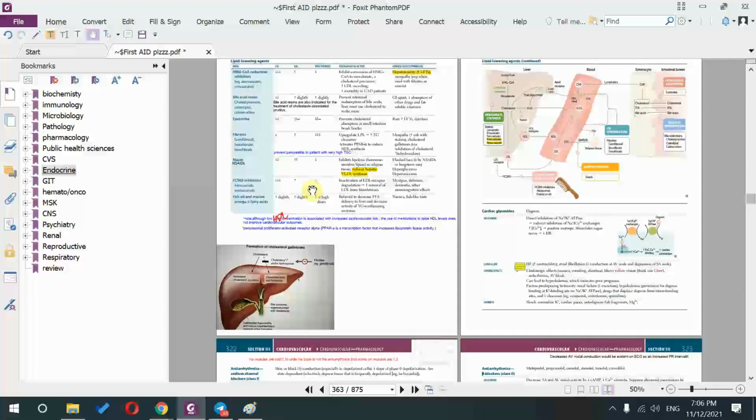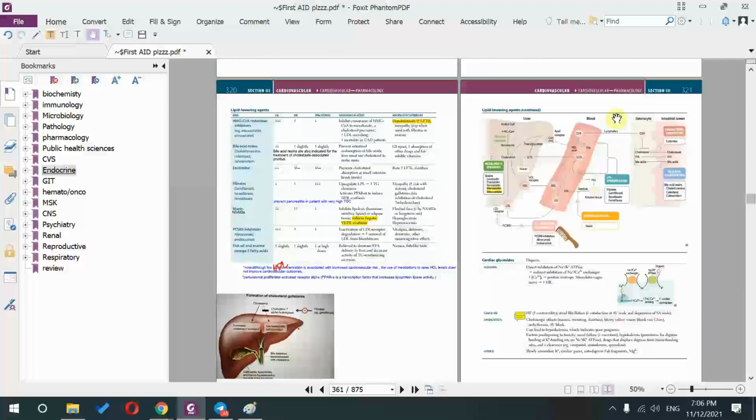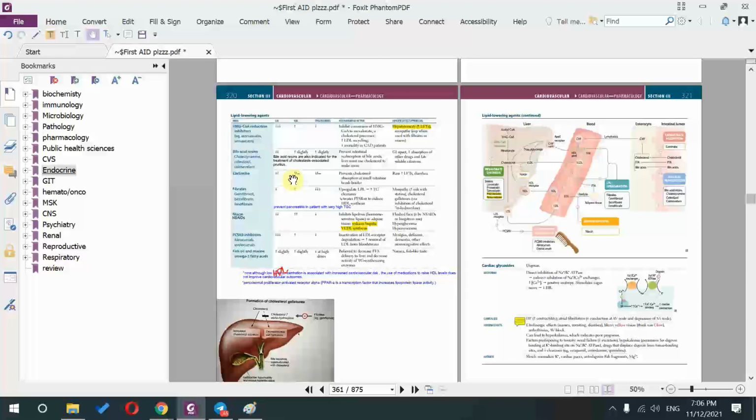Let me just take a look at the time. Okay, so that was just an overview about the lipid lowering agents. This will be much quicker. So now let's take just a 10 minute break, refresh yourself, move your legs, and come back.